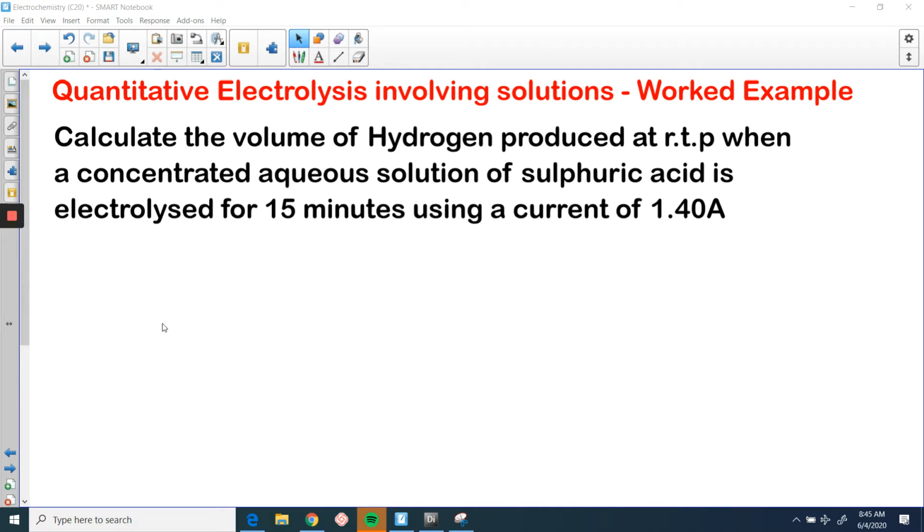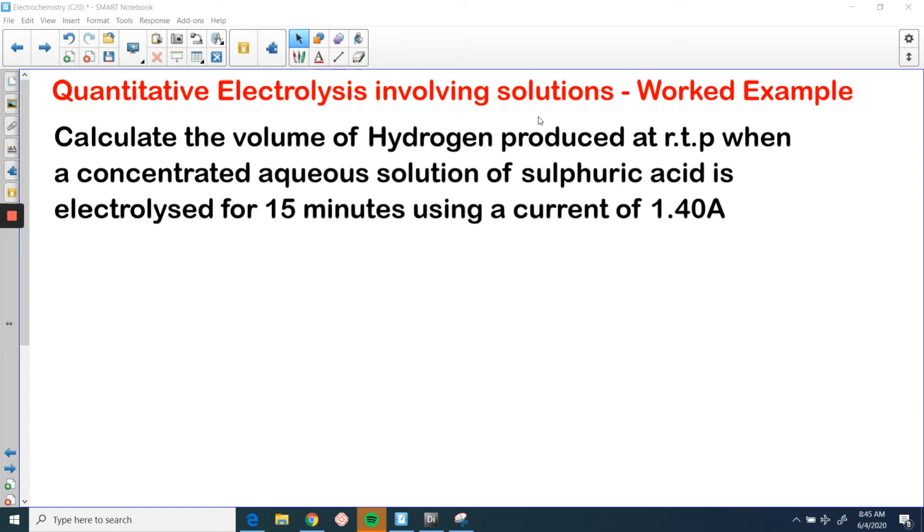In other words, I'm going to explain the electrolysis setup. I'm going to explain exactly what's going on at the electrodes and so on, just to give you a little bit more of a complete picture. Now, of course, you don't need to do any of that if you're answering a question like this in the exam. So let's read the question.